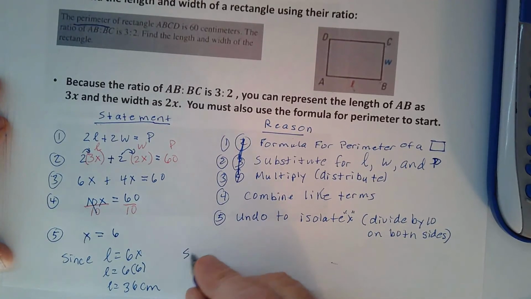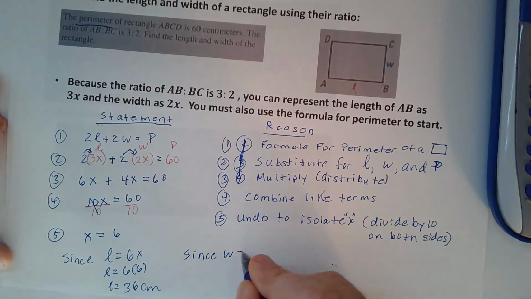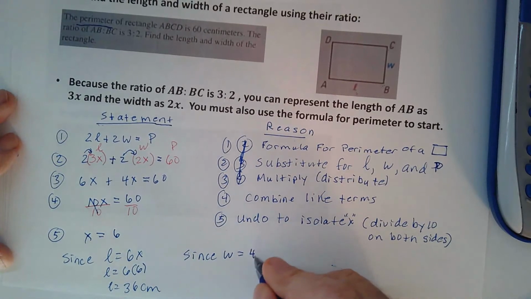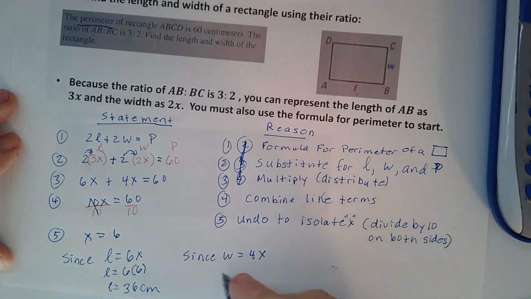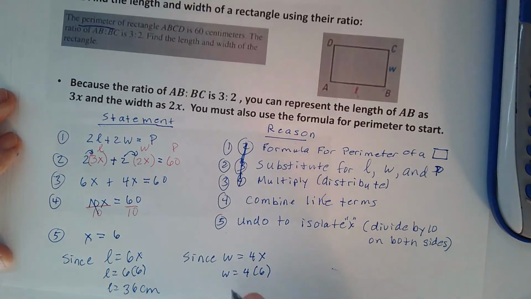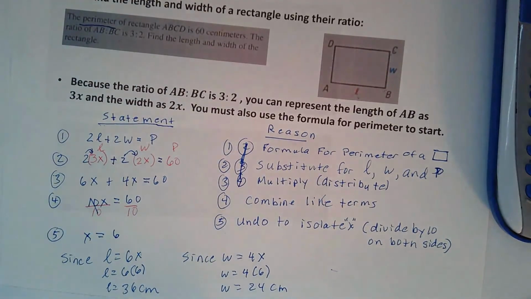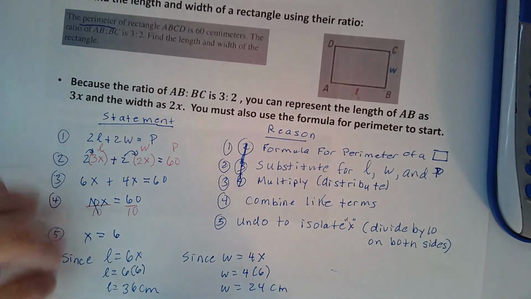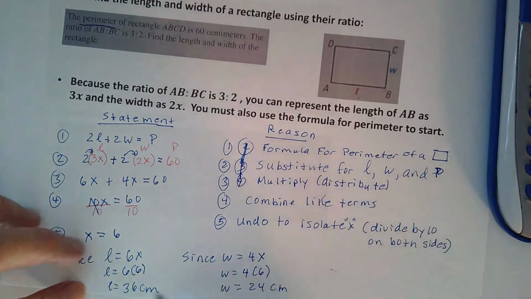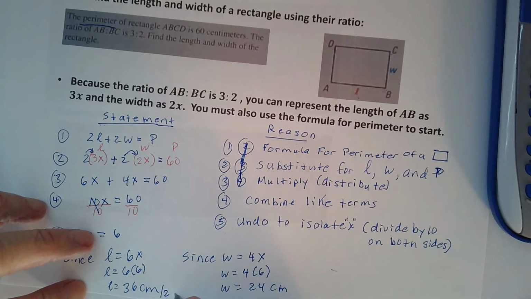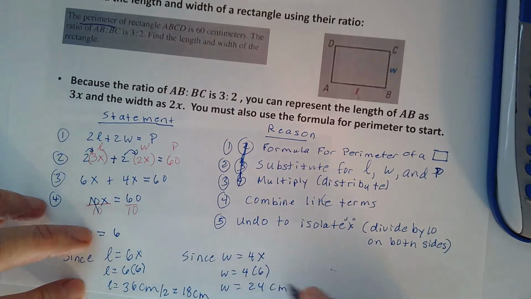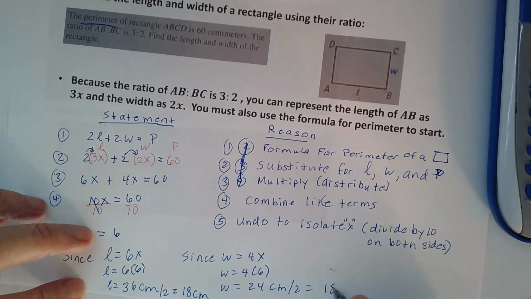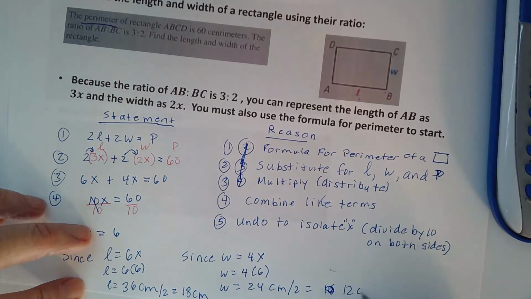And since W equals 4x, right? W equals 4 times 6. So W equals 24 centimeters. Now, you got to remember that's the total length and width. So that's divided by 2. So 36 divided by 2 equals 18 centimeters. 24 divided by 2 equals 12 centimeters.